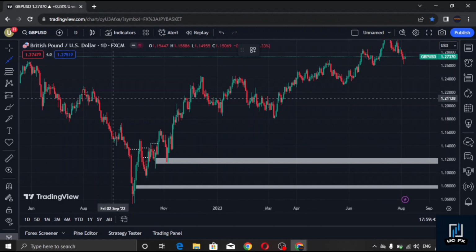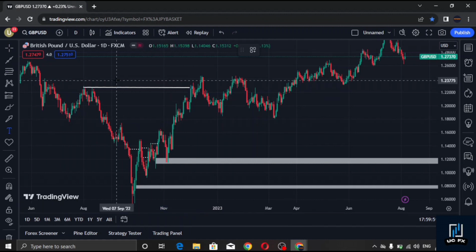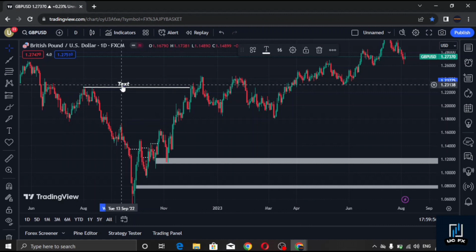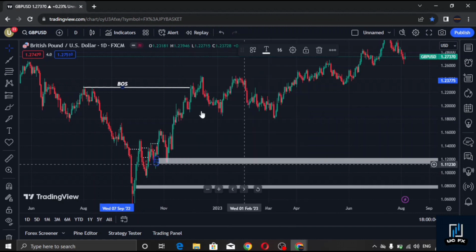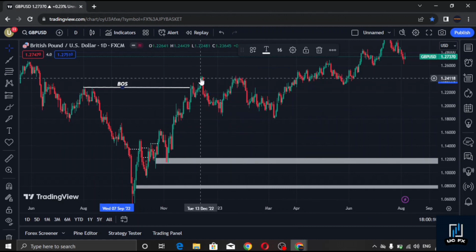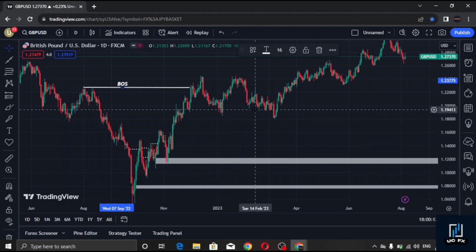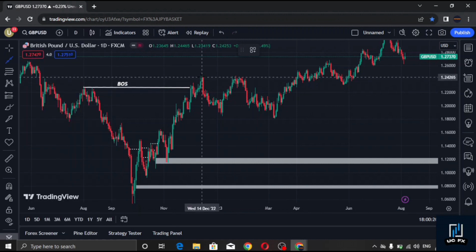After the market took out these highs, we had a break of structure. The market came down, created this low, went back up, touched the same high, came back down, tested the same low, and gave us this little bit of a range. So we had this range formation.